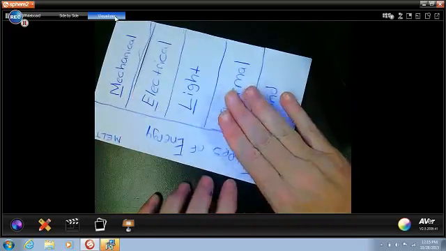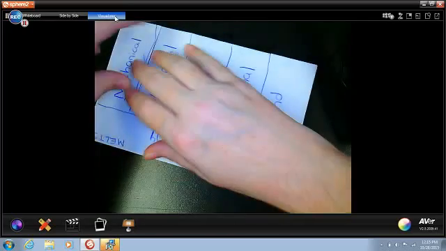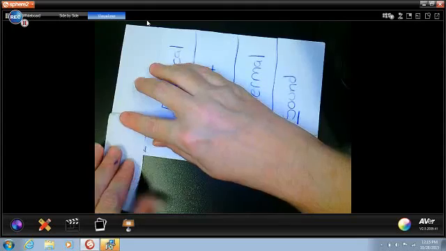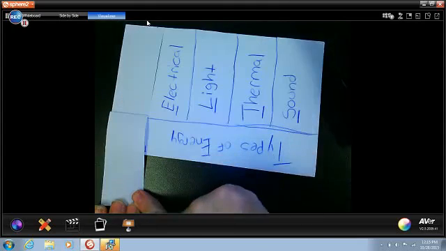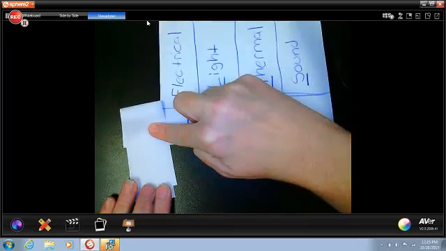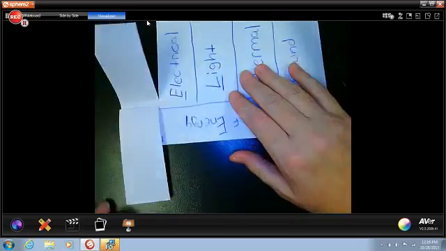On the inside, we need to do several different things. On this part right here, we're going to write our definition of our vocabulary word. Here, we're going to write a sentence using our vocabulary word. And over here, we're going to draw a picture that helps us remember our vocabulary word.